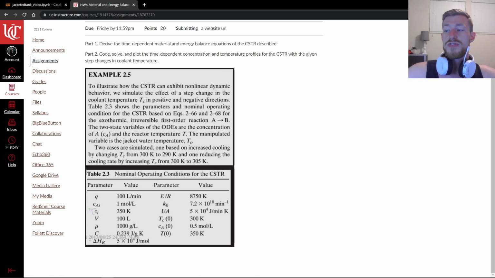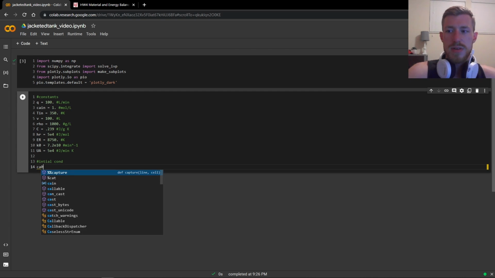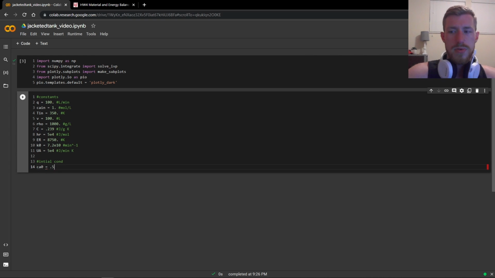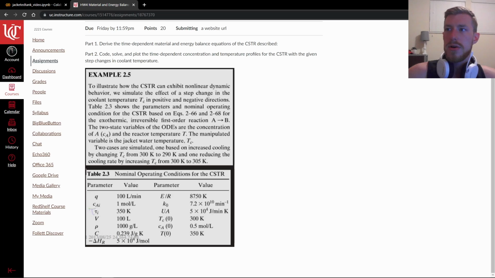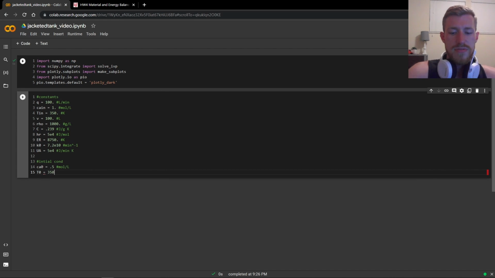So we're going to start right with the concentration of A0. We're going to call these initial conditions, initial con, and CA0 is going to be equal to 0.5, I believe. 0.5 moles per liter. And also we're going to need 350 Kelvin for the T0. So T0 is going to be equal to 350, and that's in Kelvin. So now we have all of our initial conditions and our constants for this simulation set up.